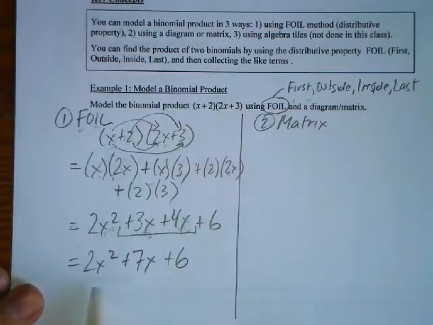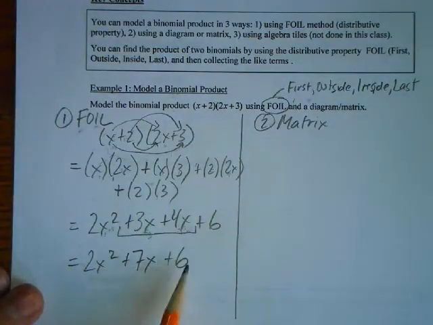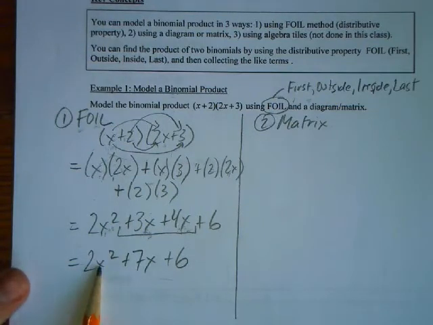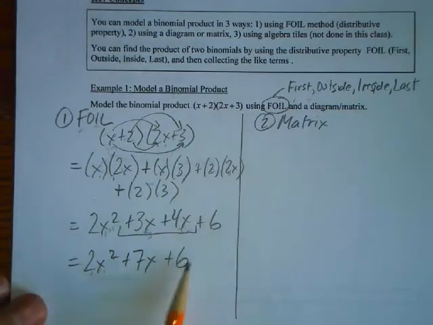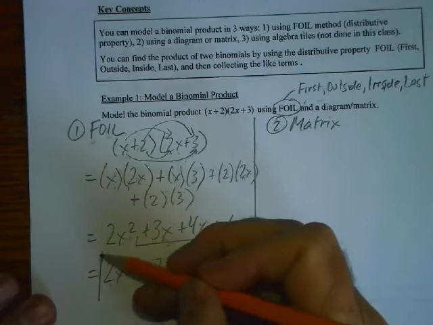Now you can't go any further than this. None of these are like terms. Okay, that's because they have different variables with different degrees. X squared, x, and no variable. So this would be your final answer.